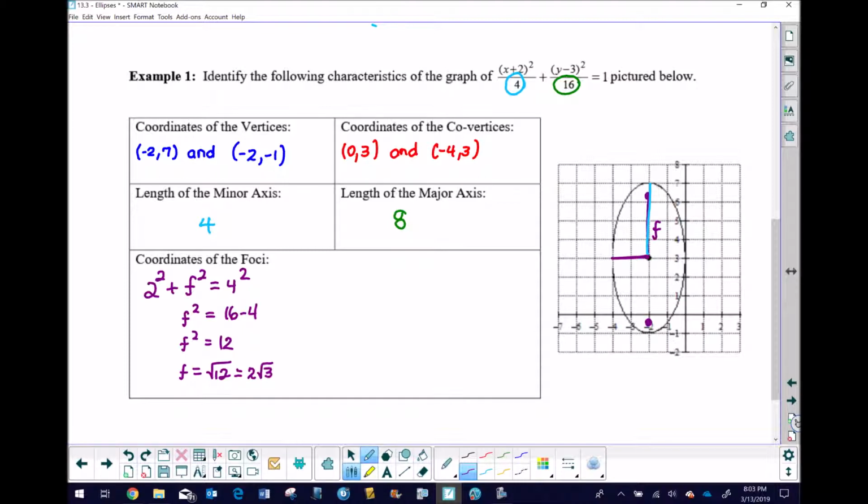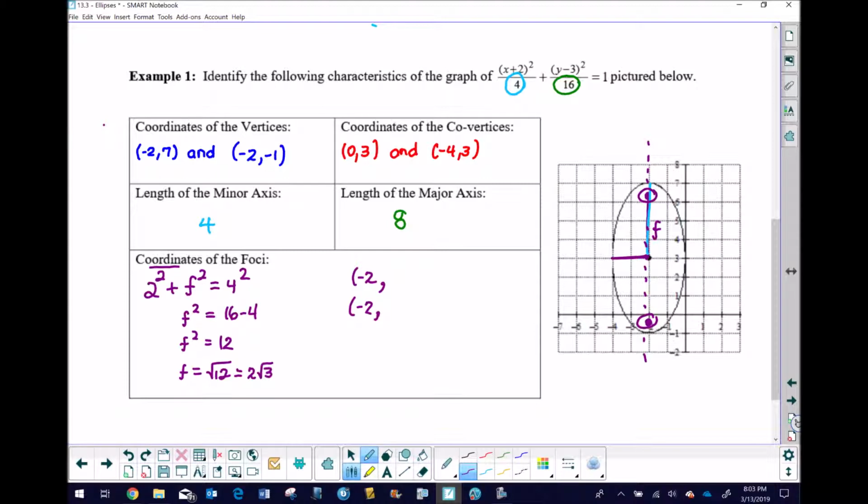And then you're not quite done because I didn't ask you to find this value f. I want coordinates of foci. So what that's going to mean is that these two coordinates that I'm circling now each are going to lie along that major axis, which means they're all going to have the same x coordinate, -2. That's not going to change. It's the y coordinate that we're after.